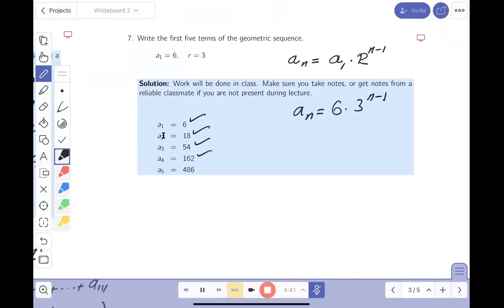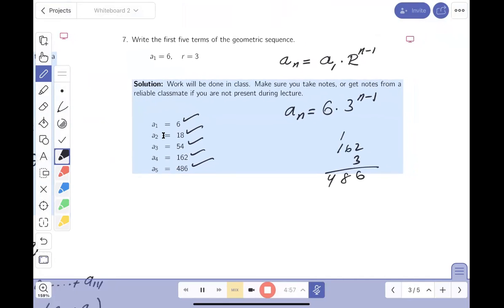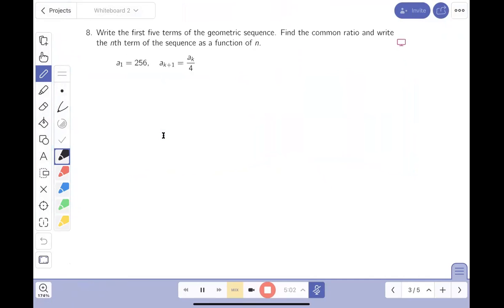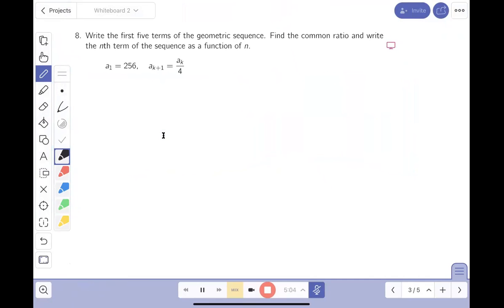All right, things are getting tough. What's 162 times 3? 6, 18, 3, and 4. 486. Not so bad. We got them all down. Write the first 5 terms down. And again, it's geometric. We know the formula for that as well. I just want to write terms down. All right, let me see if I can get to 8. And number 8 says, write the first 5 terms down. And I know the first term.